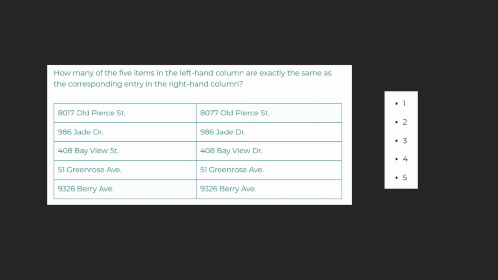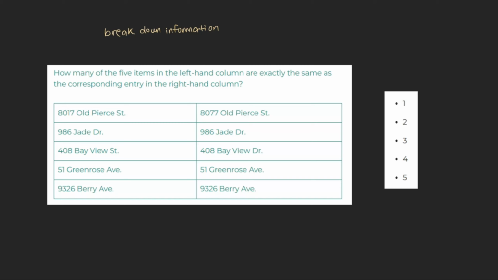How many of the 5 items in the left-hand column are exactly the same as the corresponding entry in the right-hand column? In order to minimize mistakes when analyzing a document like this for differences, it can be helpful to break the information down into small chunks, instead of trying to compare entire addresses or names at a time.